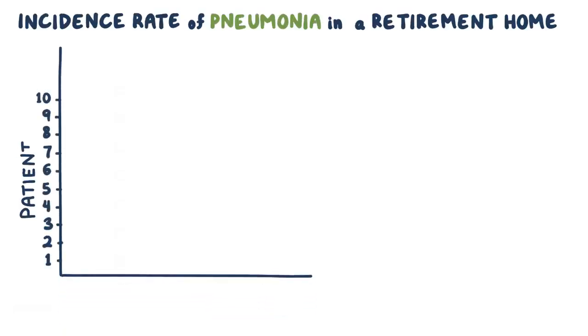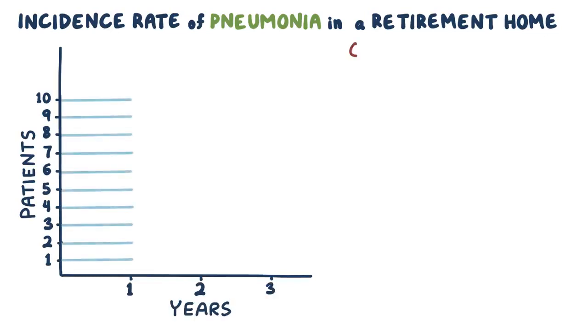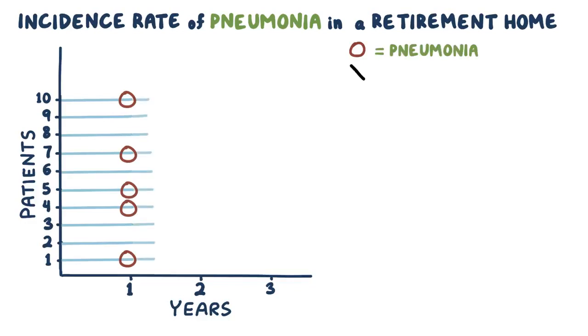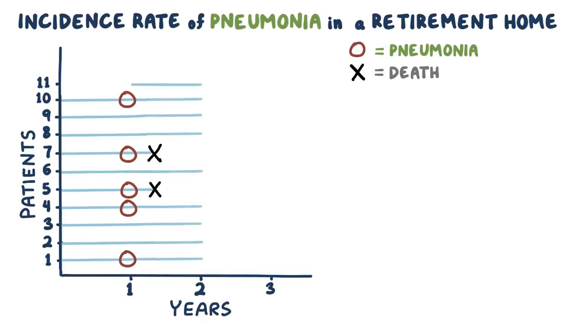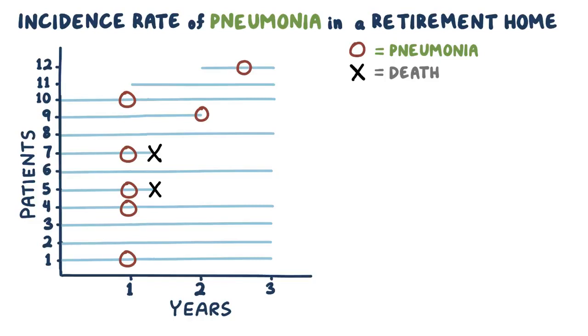So let's look at an example of incidence rate using person time. Let's say that we want to figure out the incidence rate of pneumonia in a small retirement home that has 10 people, and that we do a 3-year study. Right at the end of year 1, there's an outbreak and 5 people get pneumonia, and sadly 2 of them die as a result. At the beginning of year 2, a new person moves into the retirement home. Right at the end of year 2, one person gets pneumonia, and this person moves back home to live with their family, so we don't have data on them anymore.